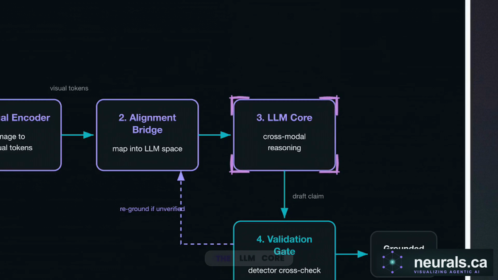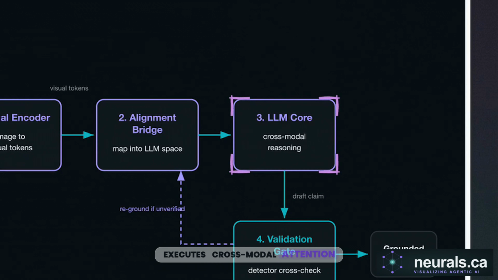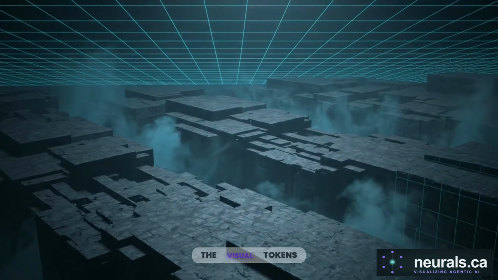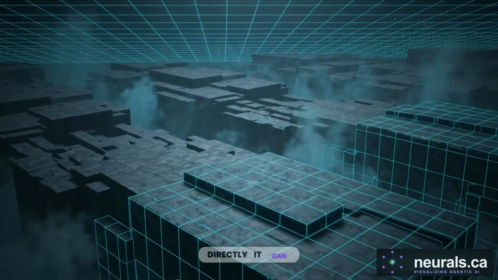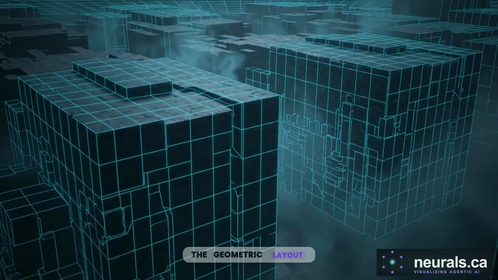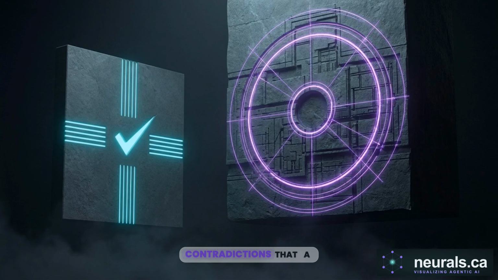Stage 3 is the LLM core. Here, the system executes cross-modal attention, calculating the relationships between the natural language prompt and the newly aligned visual tokens. Because the LLM accesses the visual tokens directly, it can ground its reasoning in the physical evidence. It retains the geometric layout and subtle visual contradictions that a text summary would have discarded.